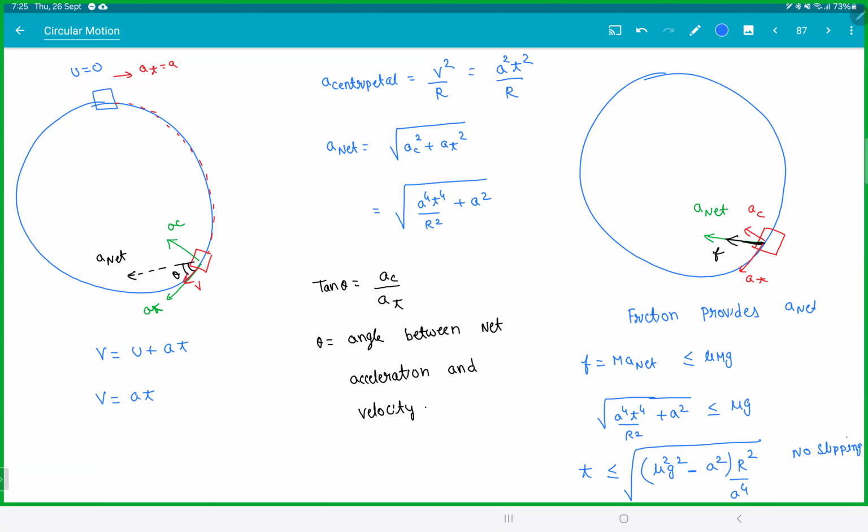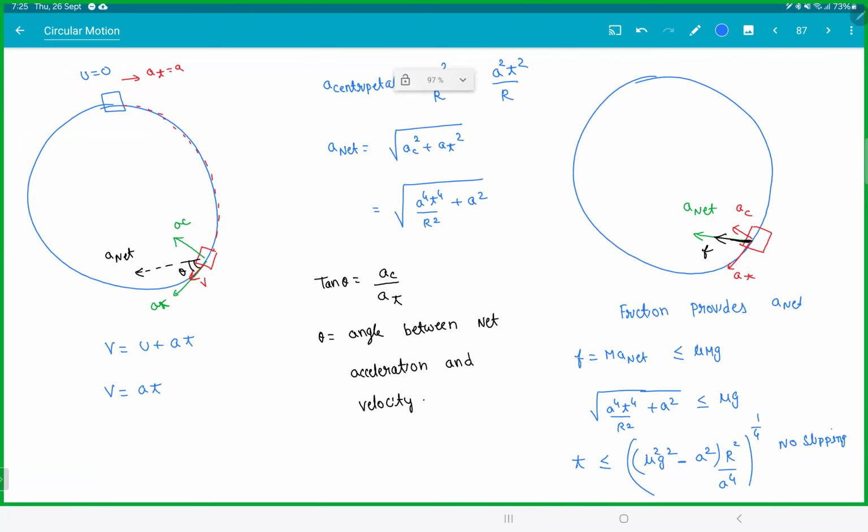Do have a look at this. Wait, I made a mistake here. This is not root. This is power 1/4. This is R square. This is 1/4, that is the fourth root. T power 4 here.